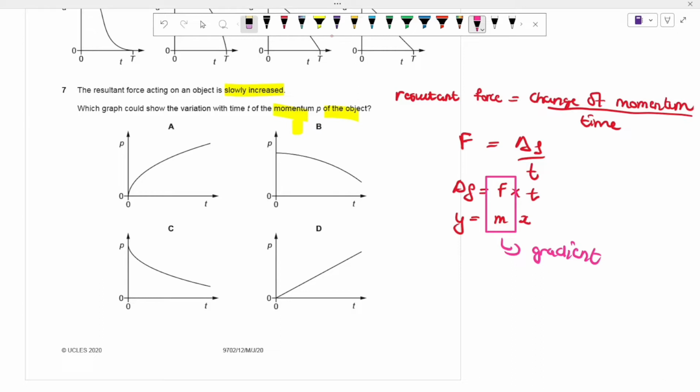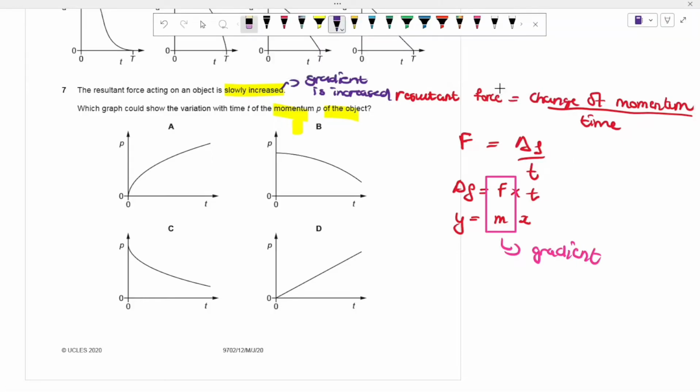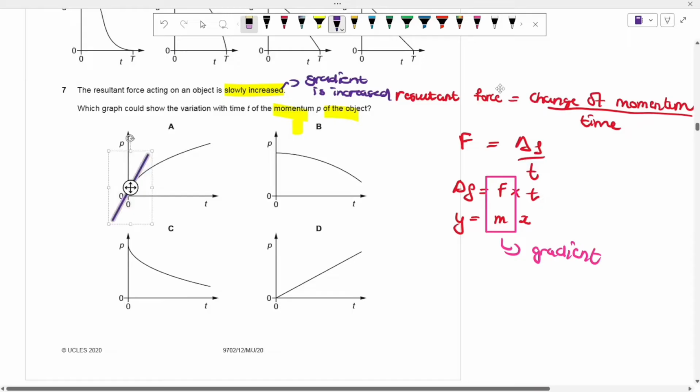But we're told that the resultant force is slowly increased. So this is just code to tell you that the gradient is increased. It is the gradient that is increased. So if we're going to analyze this question, let's start with A. We were starting off with a gradient like this, but we're ending up with a gradient like this. So you can tell me that the gradient has decreased. So A cannot be a possible answer.